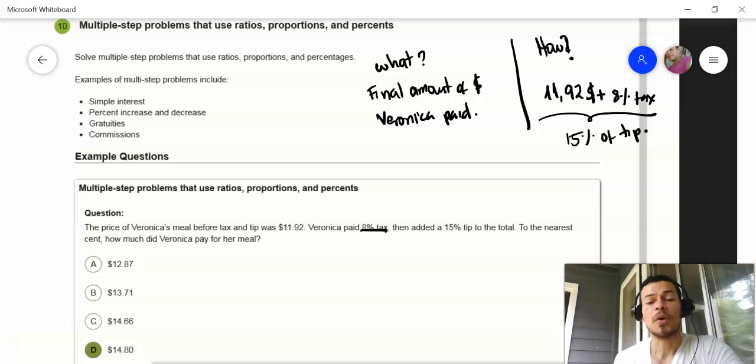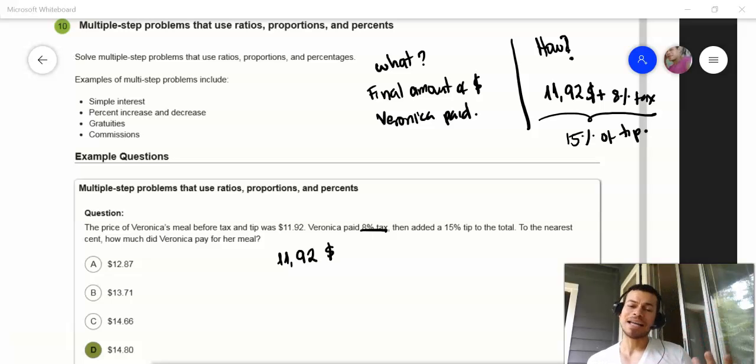Okay, so the food is $11.92. If I'm gonna add, I can do it two ways, but I will explain to you the easier way, so you don't get confused and it's easier for you to solve it on your test, because during your test you need to solve the exercises as fast as you can, so you have time to solve all of the problems.